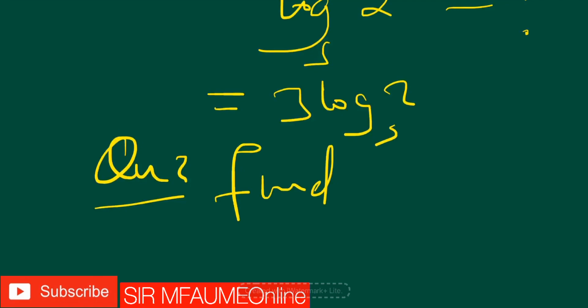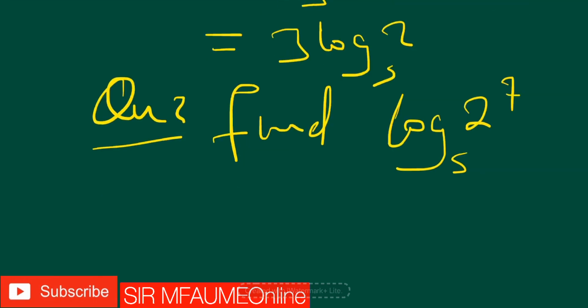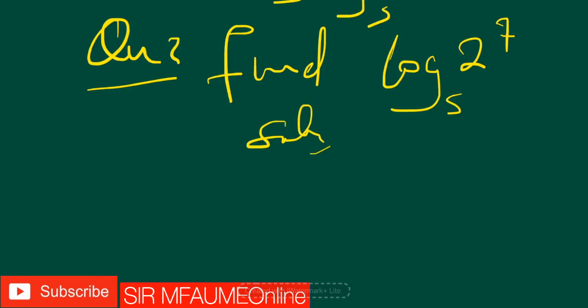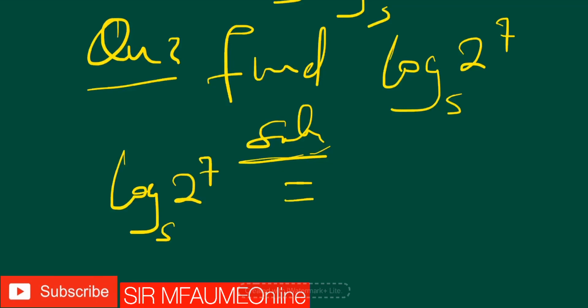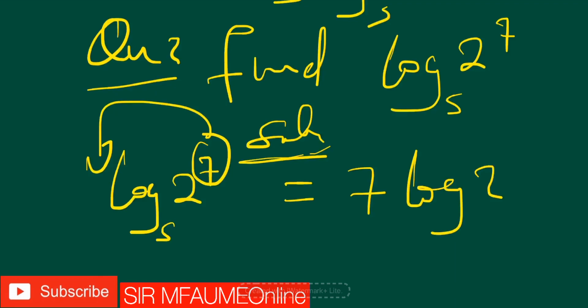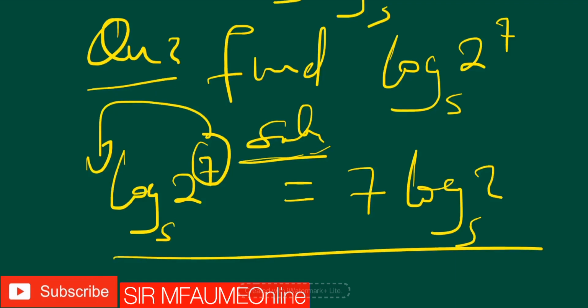Let us check the second question. Question number 2, you need to find log under base 5 of 2 exponent 7. Solution: this 7 can be shifted to this side according to the power rule, and we find this equals 7 log 2 under base 5. Something like that is what we call the power rule of logarithm.